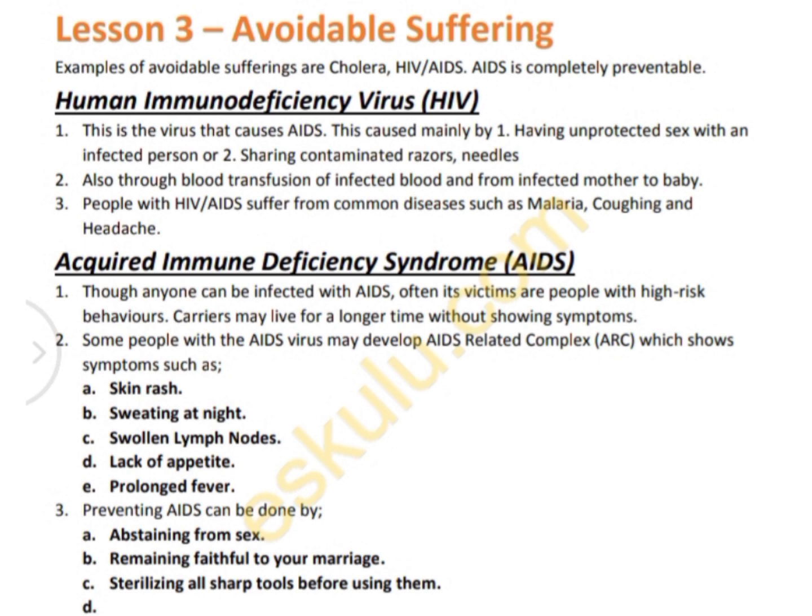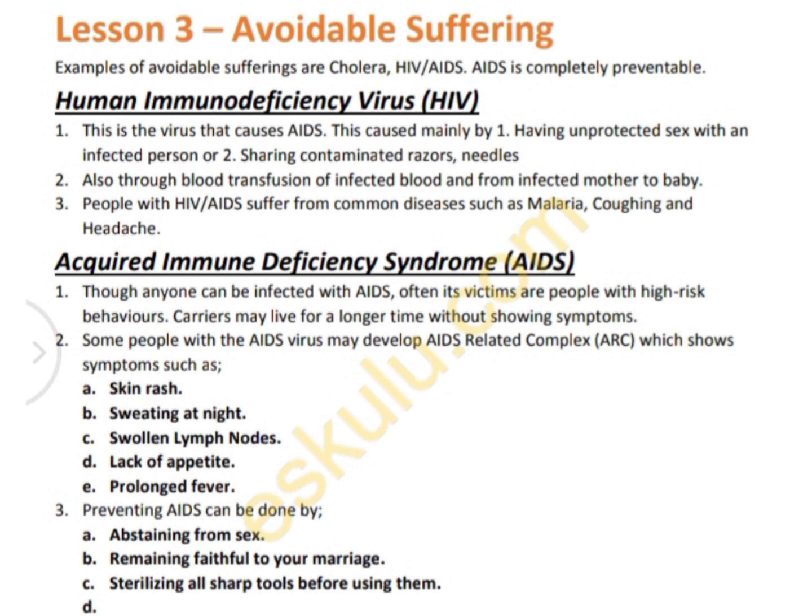This is a virus that causes AIDS. It is caused mainly by having unprotected sex with an infected person, sharing contaminated razor blades and needles, through blood transfusions, or by a baby receiving infected blood from an infected mother. People with HIV and AIDS suffer from common diseases such as malaria, coughing, and headache. So this type of suffering can be prevented. AIDS, the acquired immunodeficiency syndrome, can infect anyone, but often the victims are people at high risk.